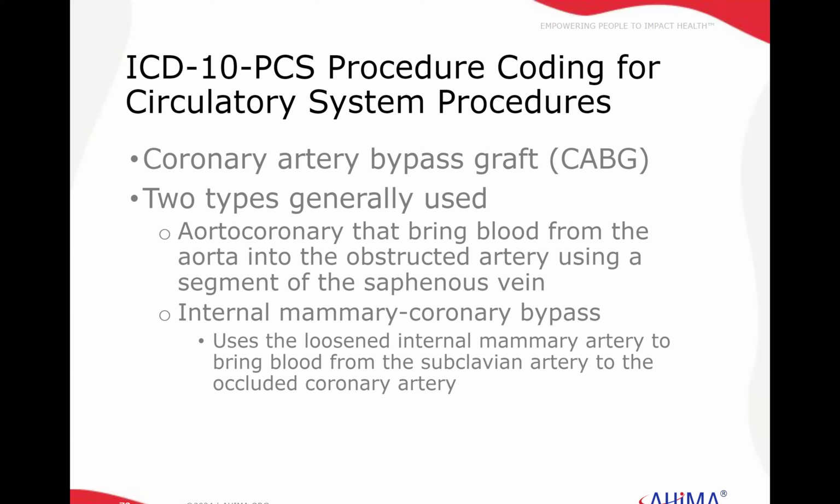Now we get into the bypass grafts, and we can kind of separate these generally into 2 buckets, if you will. We can use the aortocoronary, in other words, it's bringing blood directly from the aorta past the obstruction into the coronary artery using a segment of the saphenous vein located in the lower leg. Or we can use the internal mammary artery, right? And basically we loosen the distal, meaning farther end, to bring blood from the subclavian artery into the occluded coronary artery past the occlusion.